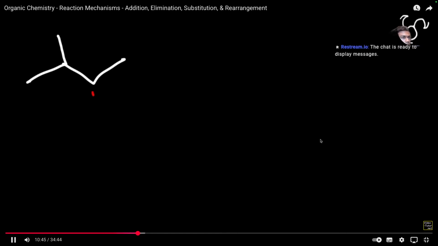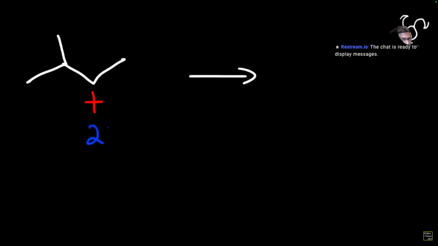Now, what about this example? What's going to happen in this reaction? So notice that we have a secondary carbocation next to a tertiary carbon. And so we know what the end result is. A carbocation rearrangement. But how does it happen?